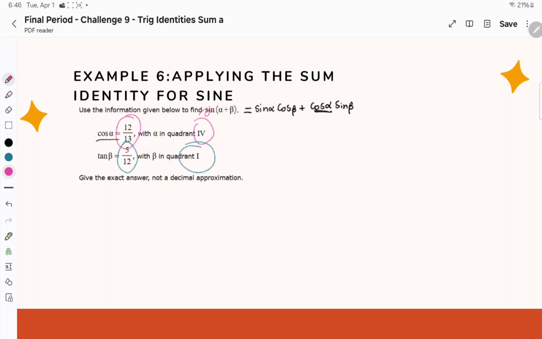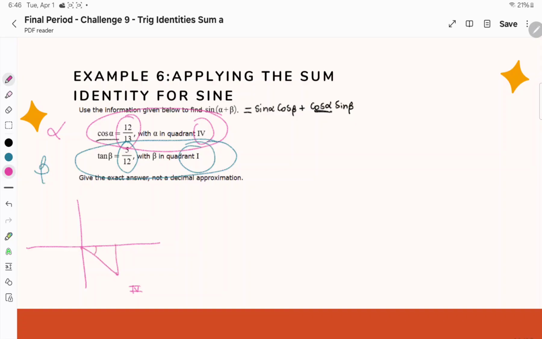So to do that, we're gonna draw again. We're gonna draw alpha first, and then we're gonna draw beta. So again, I'm gonna start here. I'm gonna draw my coordinate plane. It says that alpha is in quadrant 4, so it is here.